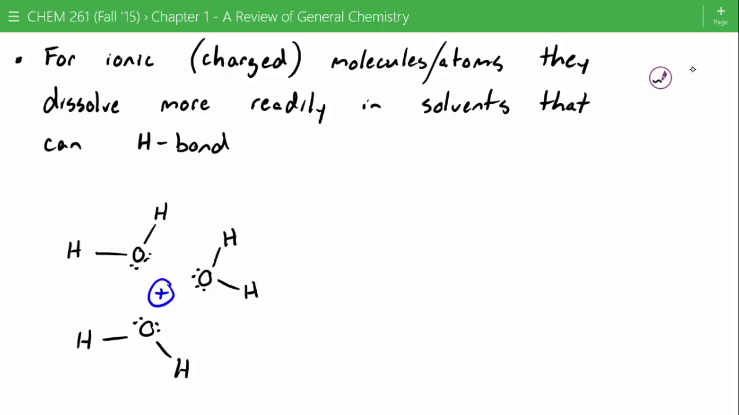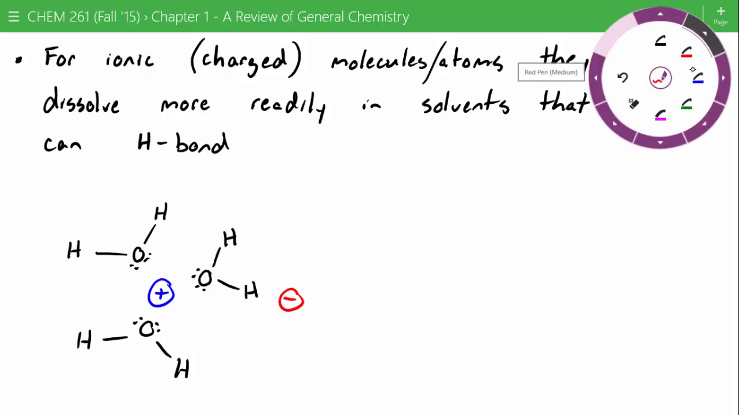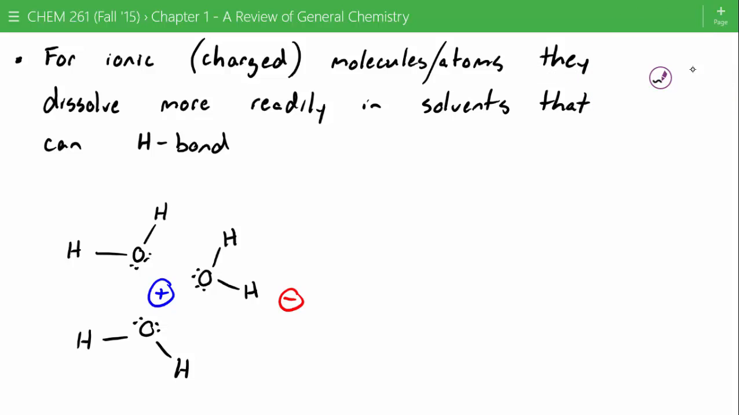Conversely, if we think about our anion over here, the anion is going to be attracted to a completely different part of this molecule. And all of these are due to the delta positive and delta negative portions of our water molecule, right? So salts are really good, or they're very soluble in solvents that can H bond, for the most part.